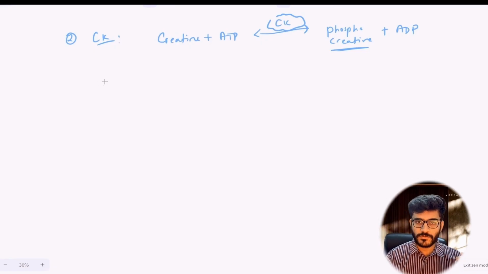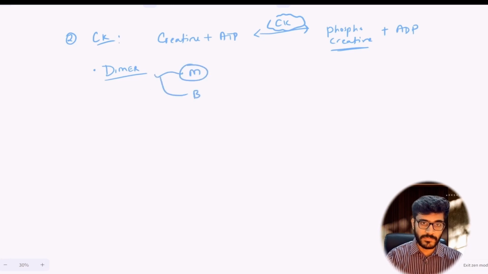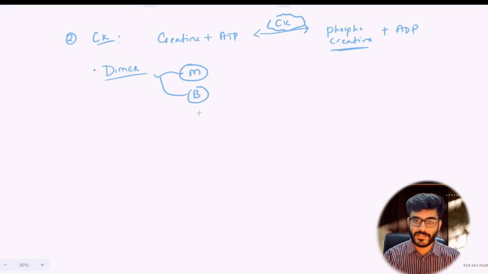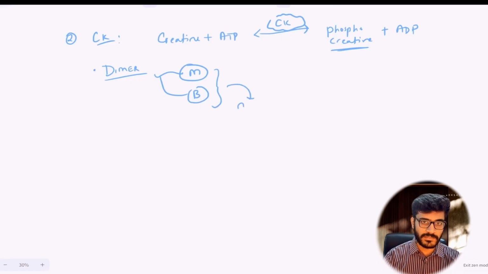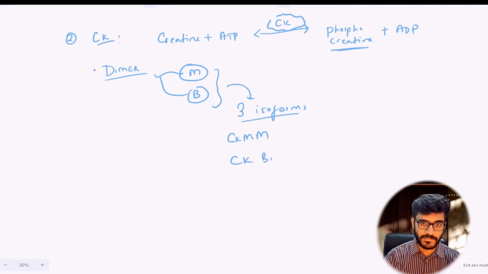Now the structure of CK is a dimer, which means it is made up of two main subunits. And the two main subunits here are M subunit and B subunit. In LDH, we saw the H and the M. Here we are seeing the M and the B. The M subunit is, of course, present predominantly in the muscles, and the B subunit is present predominantly in the brain. Now, there are three major isoforms: CKMM, CKBB, and CKMB.